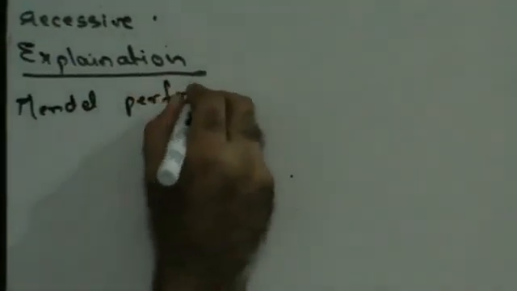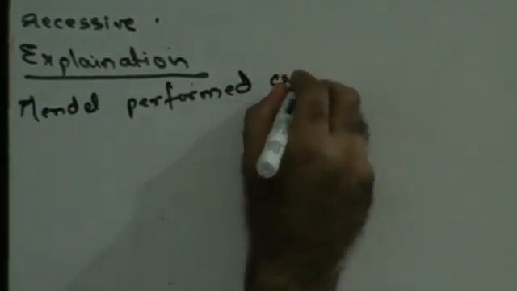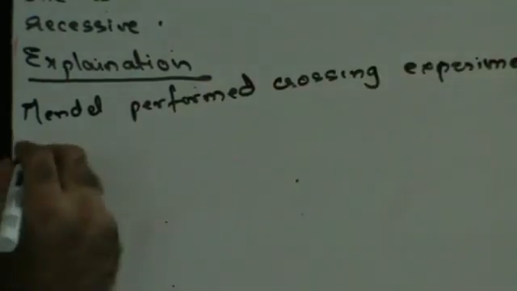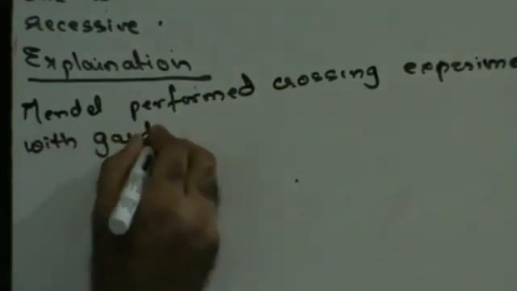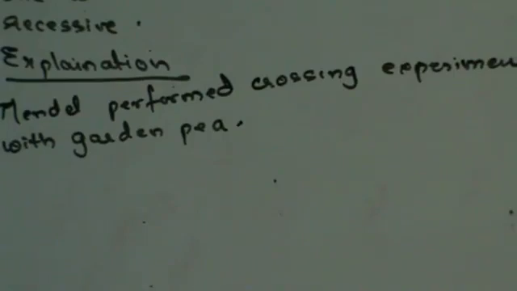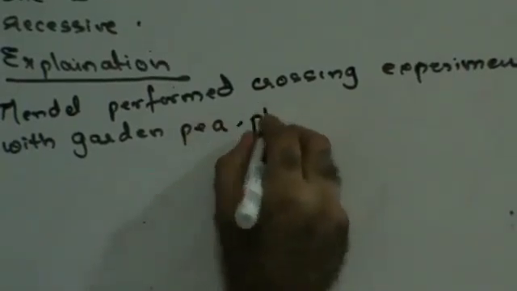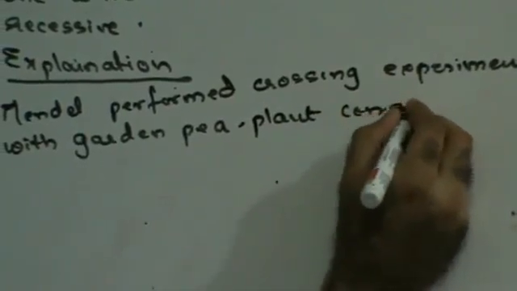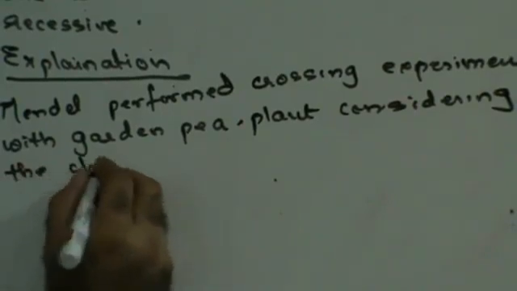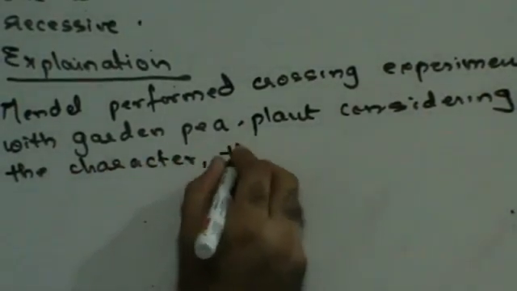Mendel performed crossing experiments with garden pea plant considering the character height of the stem.